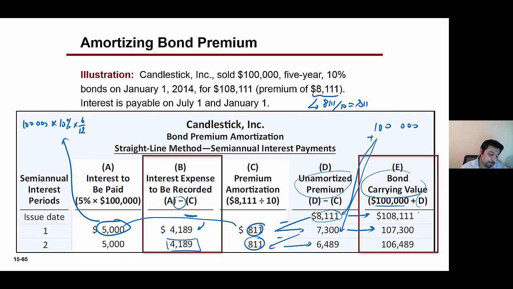And as you can see here, the carrying value of the bond will keep decreasing until it eventually gets to 100,000. This is when the premium has been fully amortized, and here also it will keep going down until it is fully amortized. Once it is fully amortized, it has been basically fully recognized, and at that point the carrying value will be 100,000.